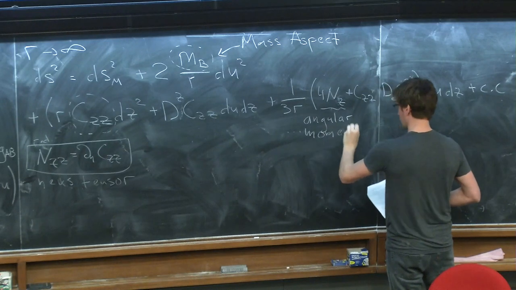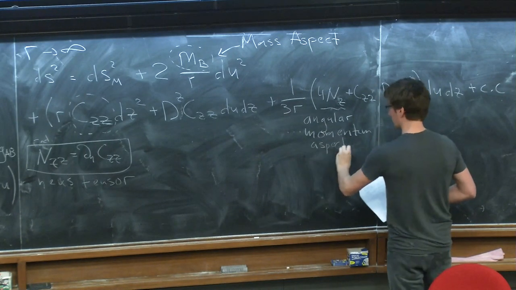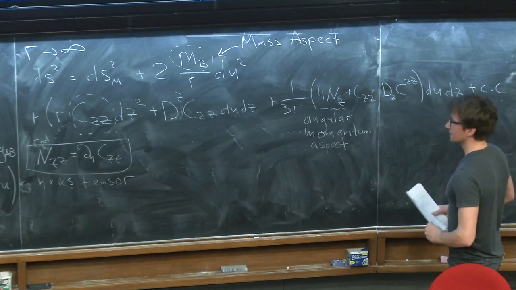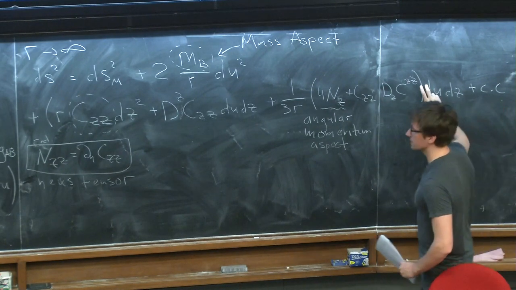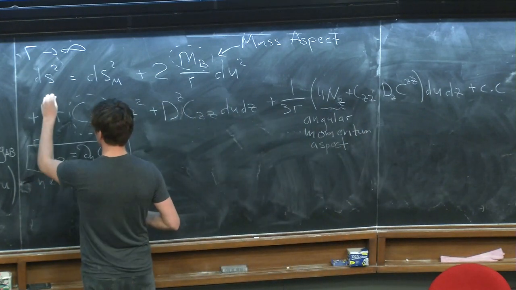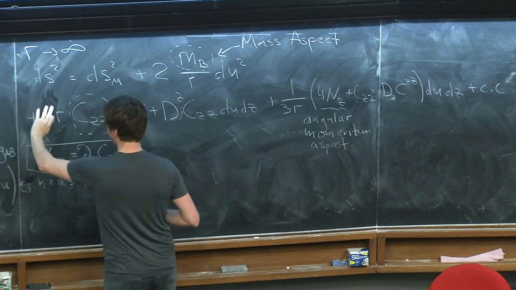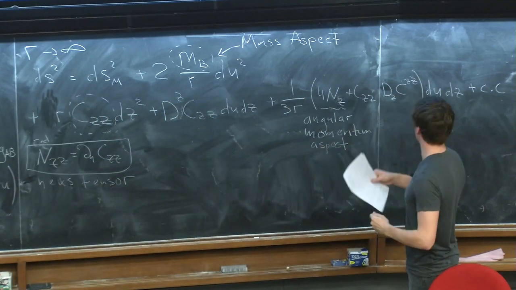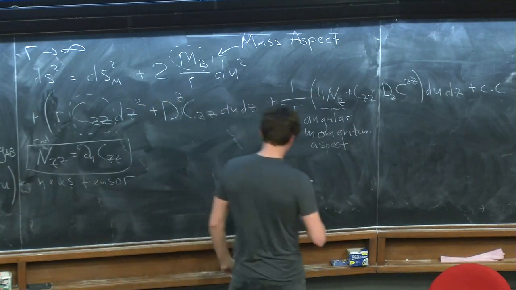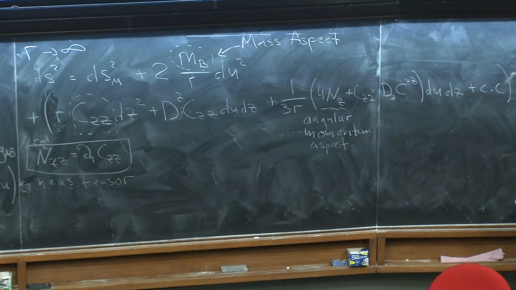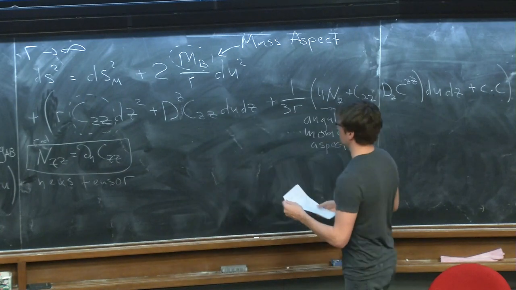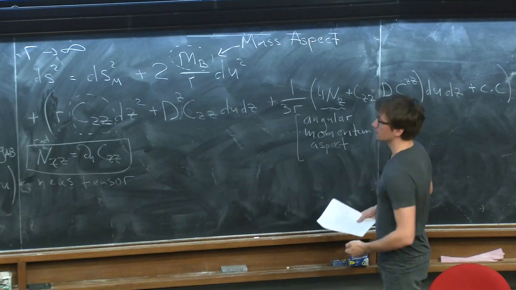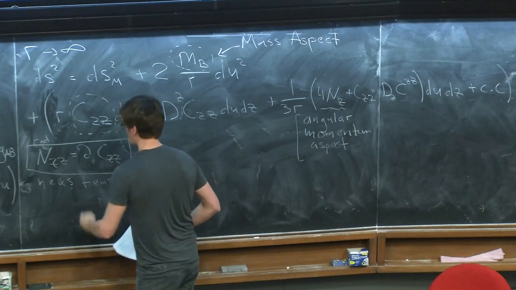Yes, please? The bracket closes here. There is a bracket, yes. It's here and it closes here. So it just refers to C C, that you have to take the complex conjugate of C_zz. Yeah, thanks. And this is a derivative with respect to u.